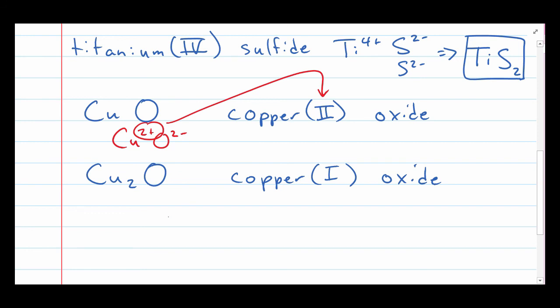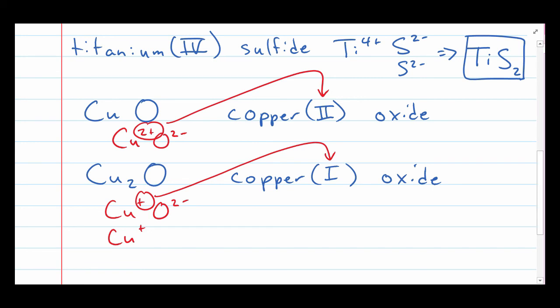Once again, if we go at the second one, oxide always has a charge of 2 negative. If we look at this formula, though, we see how many coppers? 2. So if we have 2 coppers and the charges must balance, that must mean that the charge on each one of these is 1 positive. We take that single positive, and that gives us a Roman numeral of 1.